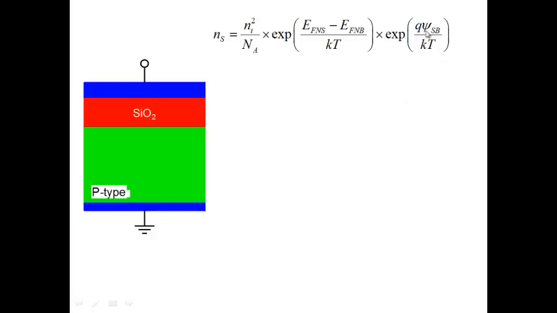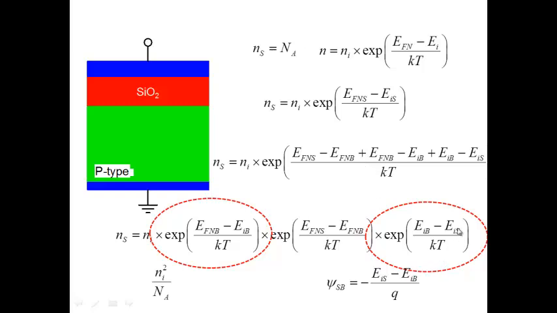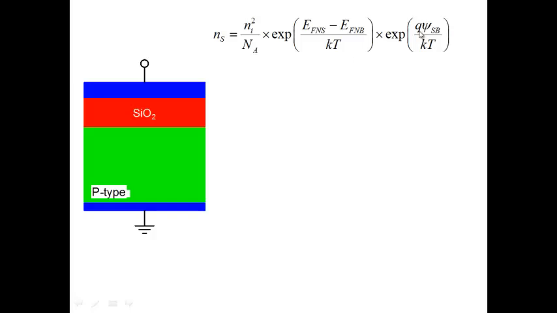Now note that I'm writing it as psi SB. Why? Because we have taken bulk as a reference. So explicitly I'm writing now, this is the surface potential measured with respect to the bulk. Bulk is taken as a reference. These distinctions are very important. Many times we forget about it. So this is psi SB, surface potential measured with respect to bulk.